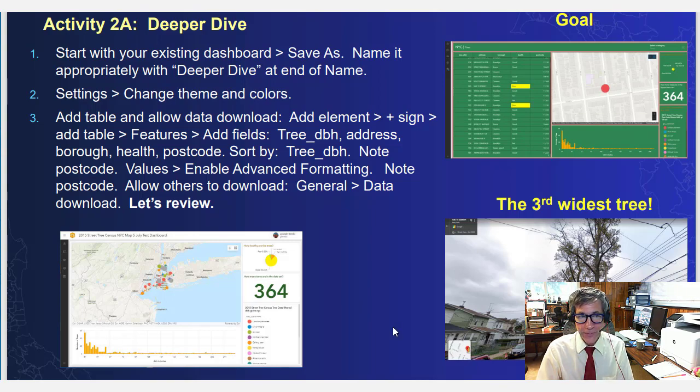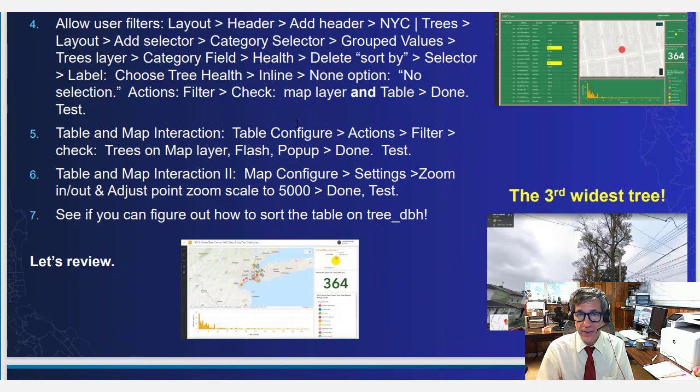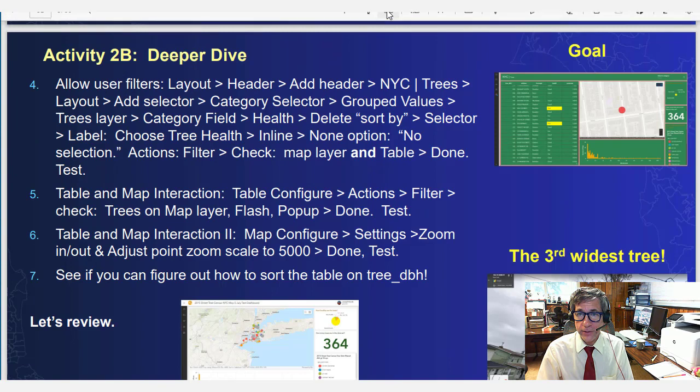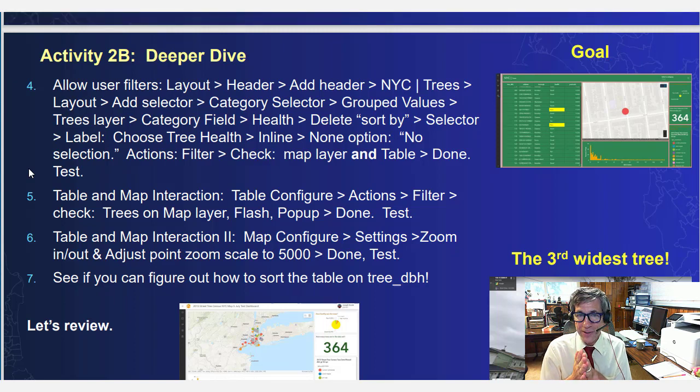Let's dig a little deeper now. Let's have a deeper dive, and here, let's go ahead and do the following. Allow user filters. Ooh. Let's also do some table and map interaction. Let's also be able to dig a little deeper into interacting with the map and the table, and then sort the table on the tree diameter at breast height, so the width of the tree. All right, let's do that in this next segment.